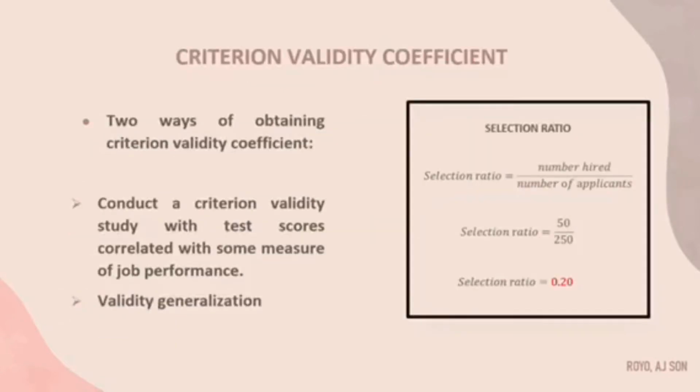Okay, so now let us talk about those values individually. First, we have the criterion validity coefficient. The criterion validity coefficient, guys, is the value that refers to a test's correlation with a concrete outcome. It is also used to report evidence of validity for the intended interpretation of test scores. And we have two ways of obtaining the criterion validity coefficient. The first is to conduct a criterion validity study with test scores correlated with some measures of job performance.